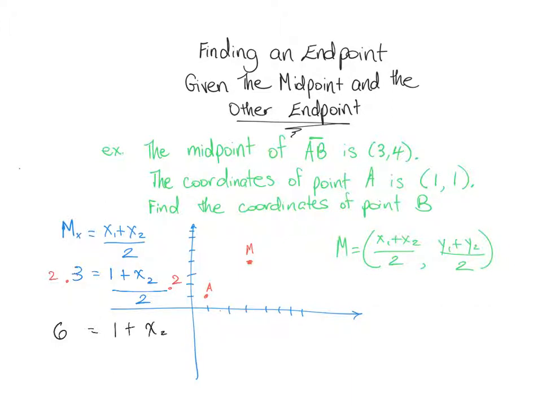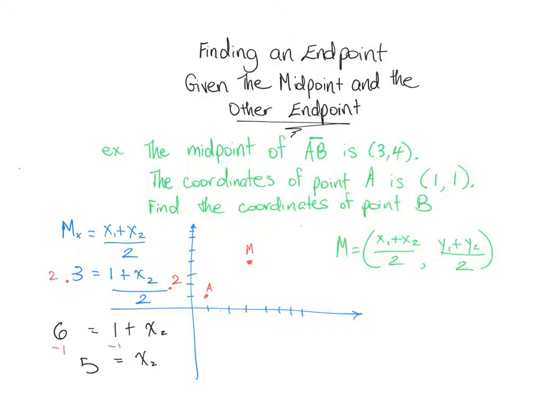And finally, we're trying to isolate that x, so we have to subtract 1 from that side, and whatever you do to one side, you have to do to the other side. And we get that x is equal to 5. Now, if we look at our diagram, that does make sense that our x coordinate will be somewhere around here. So we're good with that.